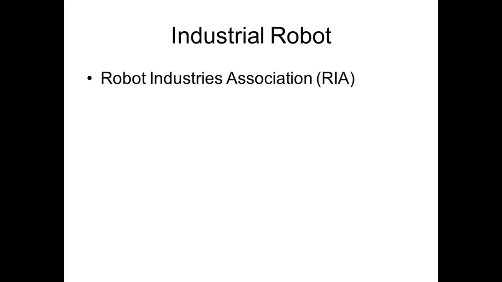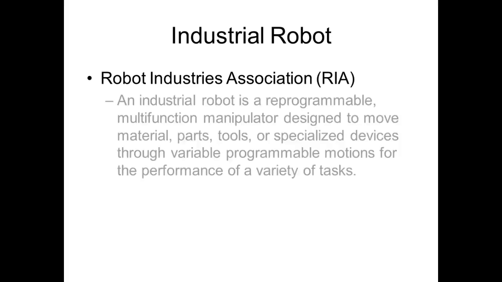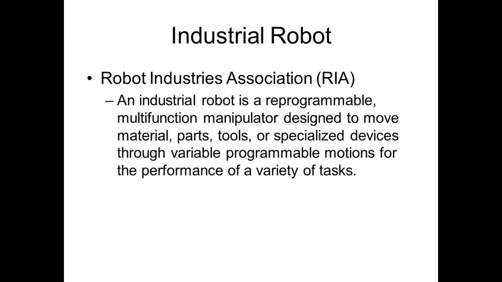The Robot Industries Association. So this group gets into industry, so this is where we get into defining what an industrial robot is. An industrial robot is a reprogrammable, multifunctional manipulator designed to move material, parts, tools, or specialized devices through variable programmed motions for the performance of a variety of tasks. So reprogrammable, what does that mean? It means the end user can change what it does, right? You understand? Everybody okay? What's a manipulator?